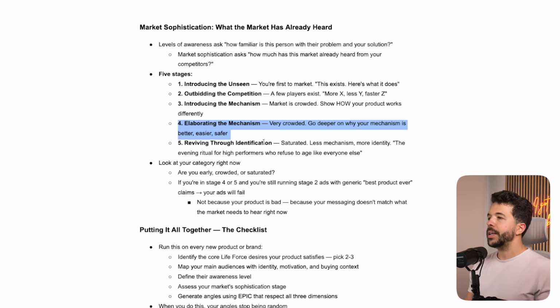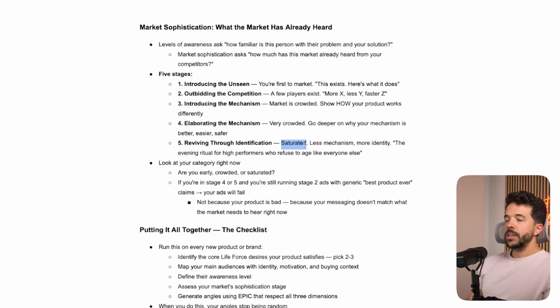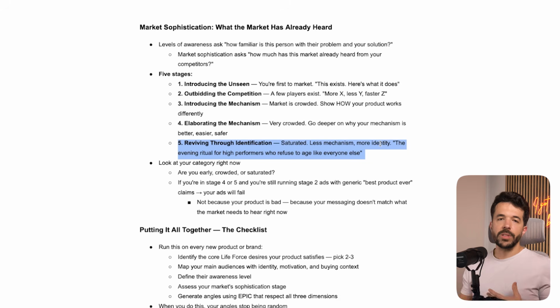Finally, you have reviving through identification. These are markets that are saturated. You usually have fewer mechanisms and more identity. These are usually the type of products that people need to live, so they keep buying, and they want to have different brands and identify different personas when they buy this product. So: the evening ritual for high performers who refuse to age like everyone else. You don't need to explain what you're selling, but you need to sell why this is the one that those who refuse to age like everyone else use and choose.